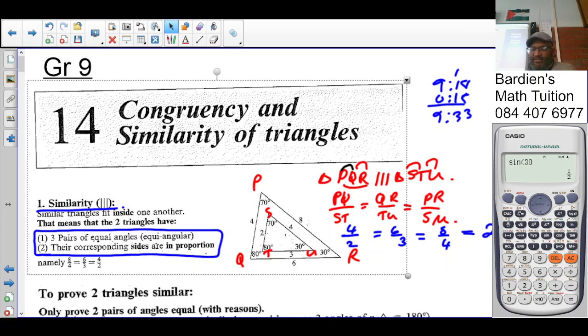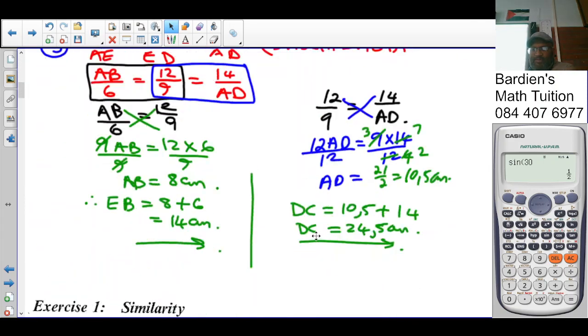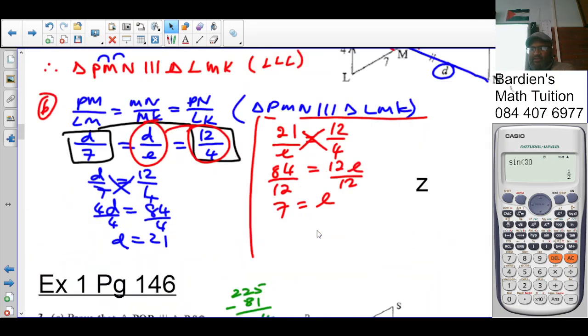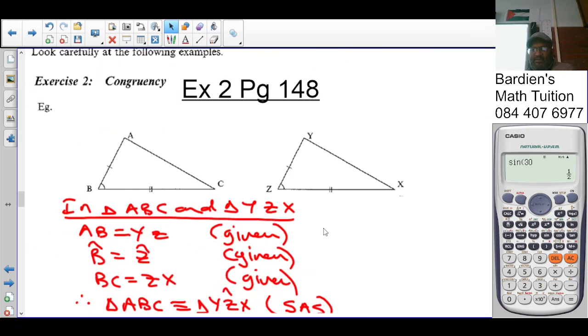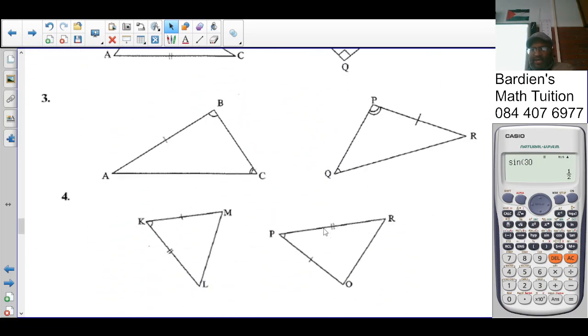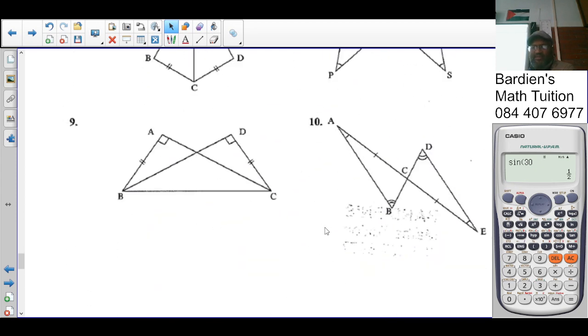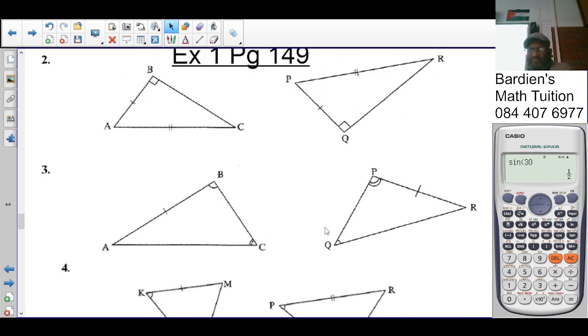Alright, people, listen. We were busy with similarity and congruency, no? Then you guys had homework. Yeah, these 10 sums, okay?